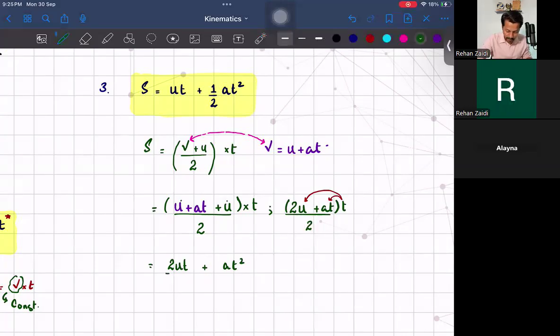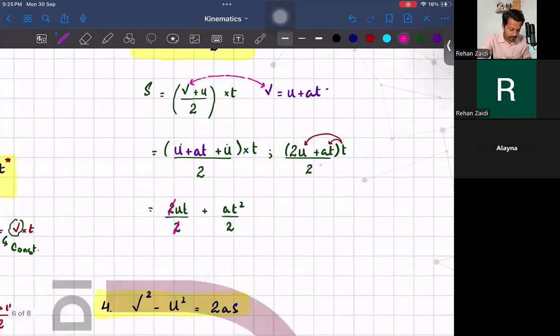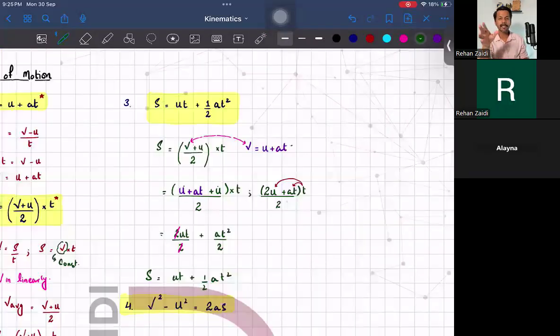I can write 2 over here and I can write 2 over here. These two cancel out and I am left with s, which was on the other side of the equation. Here is ut. This denominator 2 could be written as half and at square. So this is how the third equation of motion came into being. It is actually the mixture of first and second equation. Getting the point?